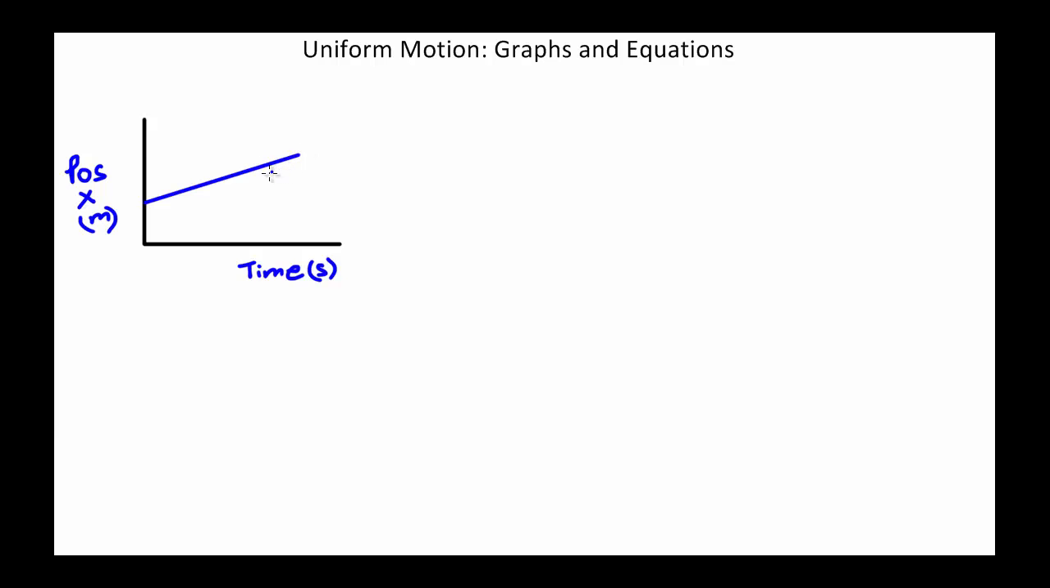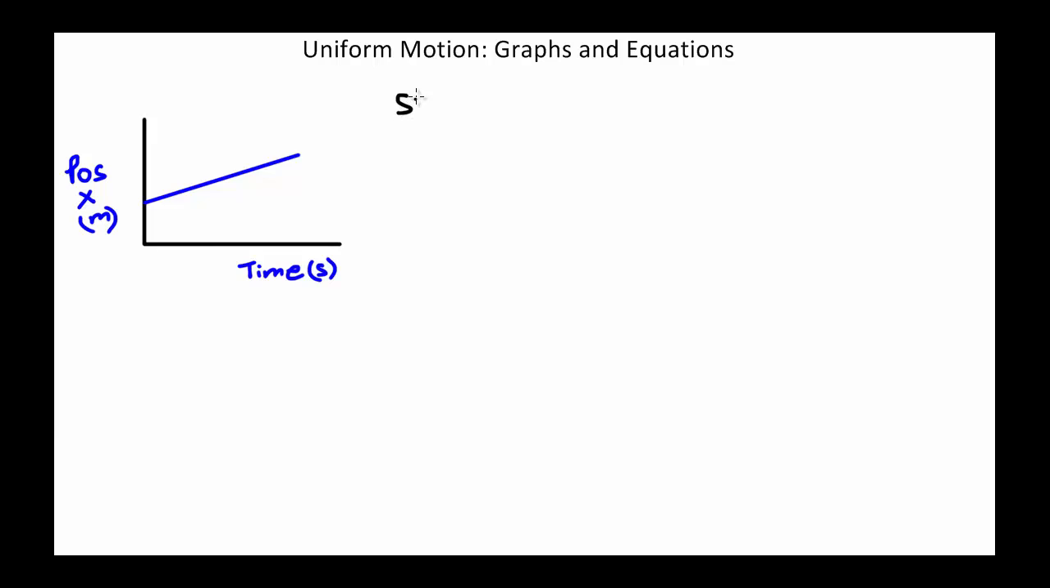It could be one with a positive slope, as I've shown here. It could be one with a negative slope. Technically, it could also be one with zero slope, although if you remember, zero slope is horizontal, where the position is not changing. So even though you could call it uniform motion with zero velocity, it's really that the object is at rest at one position and not moving at all. Okay, so let's come back to this example.